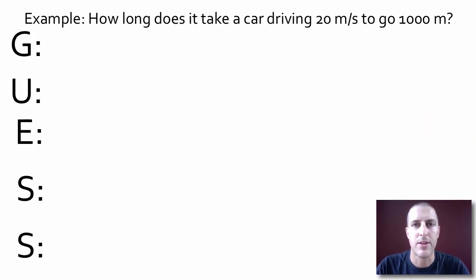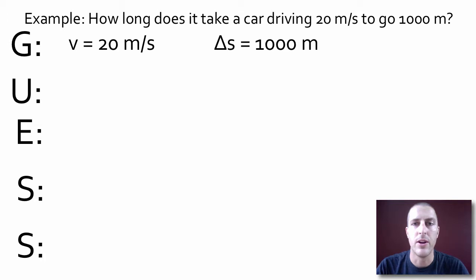So here's an example of how we can do this. So we have a simple problem. How long does it take a car driving 20 meters per second to go 1,000 meters? So we write GUESS along the left side of our page. And for our givens, we know the velocity is 20 meters per second. And we know that our delta S, which we'll learn is displacement, is 1,000 meters. You need to do all of these parts because everything's going to be worth points. This might be worth 1 point, just writing those down. Your unknowns, we're looking for time. How long does it take? So write time equals question mark. That'd be worth a point also.